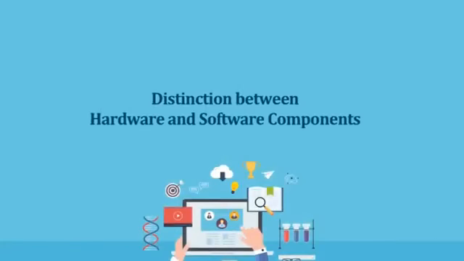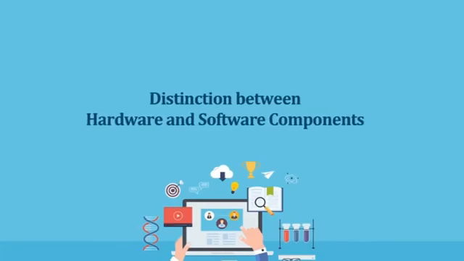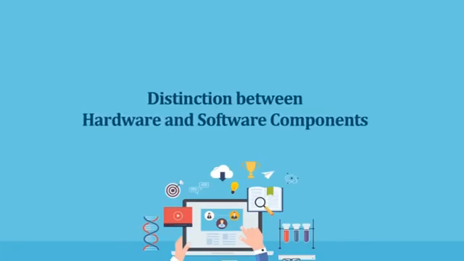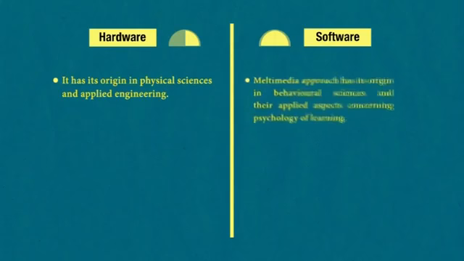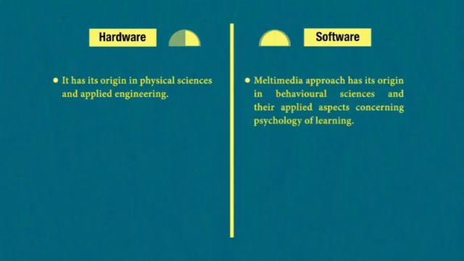Now we will see what is the difference between hardware and software components. These two approaches to educational technology are different in several areas which are described in the following manner. Hardware approach has its origin in physical sciences and applied engineering, whereas software approach has its origin in behavioral sciences and their applied aspects concerning psychology of learning.